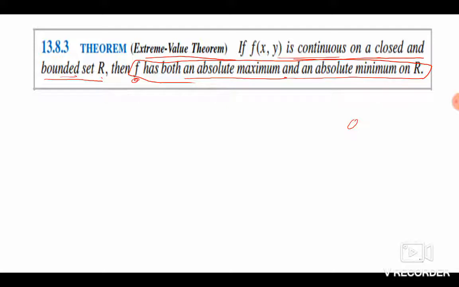So if one of these conditions fails, then there is no guarantee that there is an absolute maximum or absolute minimum. If it is not continuous, or the region is not closed and bounded, you cannot expect an absolute maximum and minimum. If it is continuous but the region is not closed or bounded, still the statement is not true.